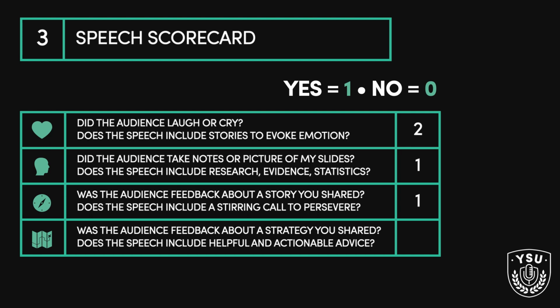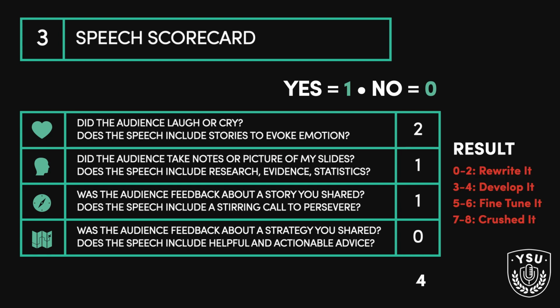Let's say I had to be brutally honest and answered no to both of those. So my total score here out of 8 would be 4. And here's how I kind of think about the results. If I score 0 to 2, I need to rewrite it. It's like this just did not work.